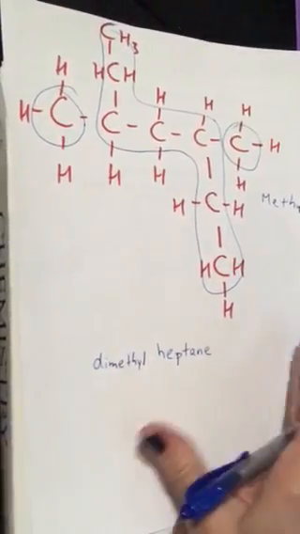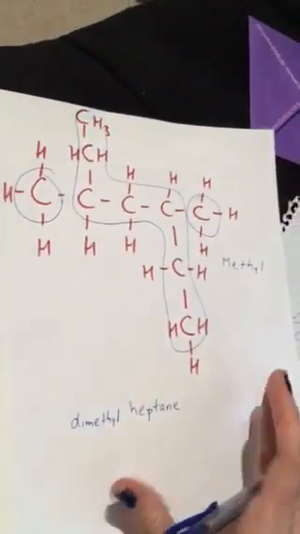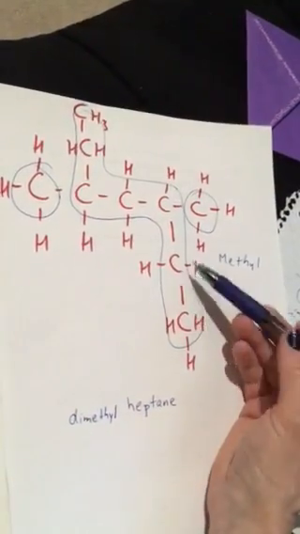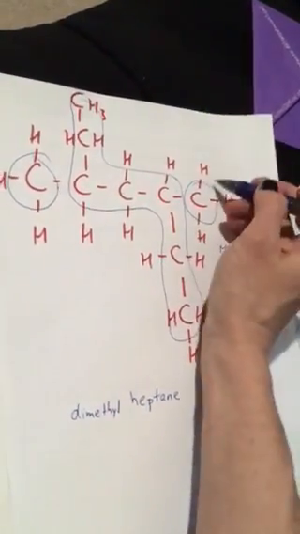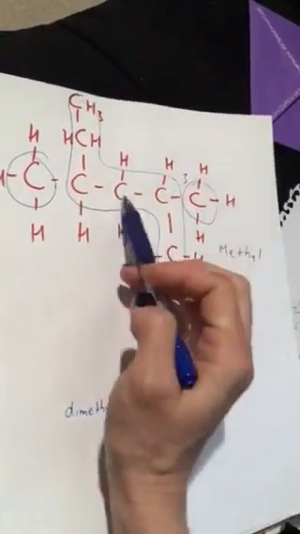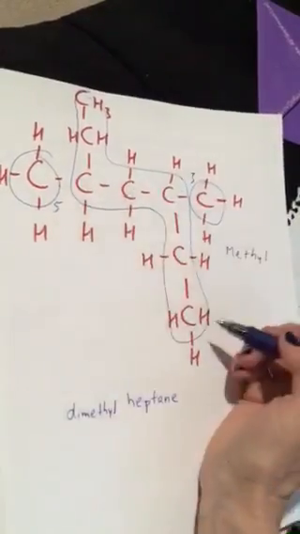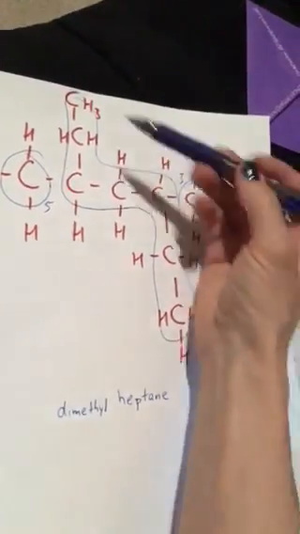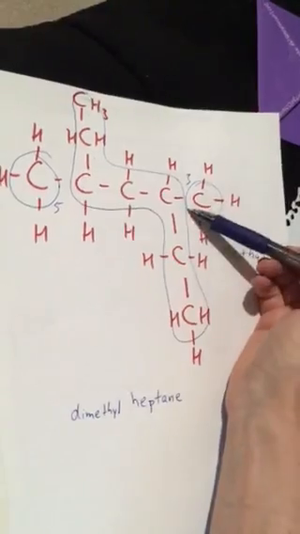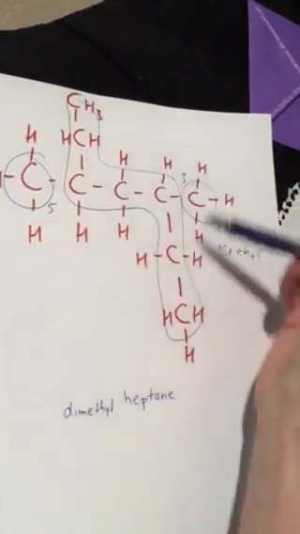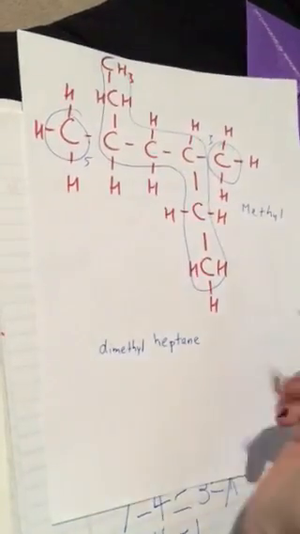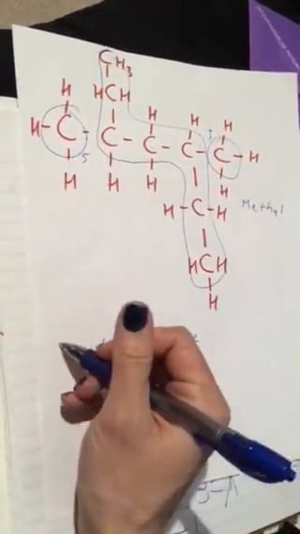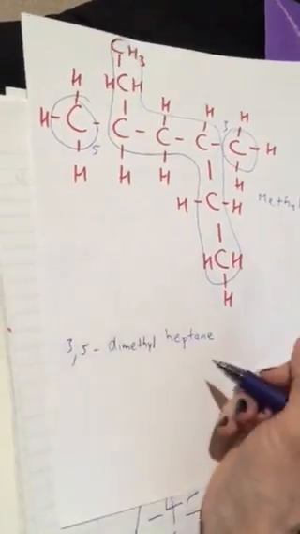And then I need to add the number of what carbon they are attached to. So if I count, I have 1, 2, 3, 4, 5. If I count the other direction, 1, 2, 3, 4, 5. And so whichever direction we have, they're the same number. So remember, you're always wanting the smallest numbers, but in this case, since they're the same, it doesn't matter. So it's going to be 3,5 dimethyl heptane.